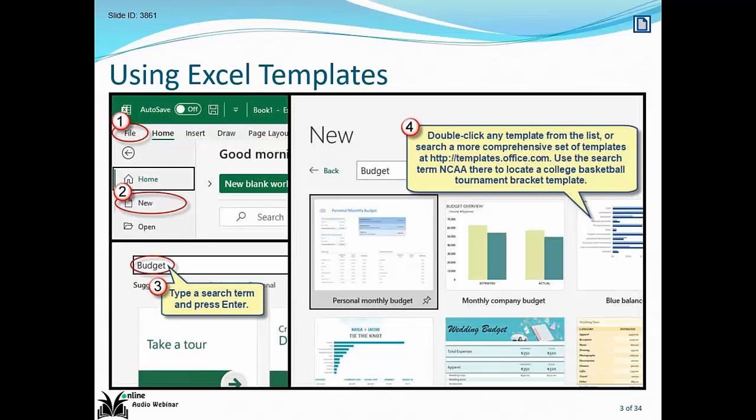And you'll see a space where you can type in a search term. If we put in the word budget, let's say, and pressed Enter, we'll then see dozens of different budget templates appear on the screen. You can pick any of those and use that as the starting point for building your own spreadsheet. Let's say, though, that you want to create your own templates.